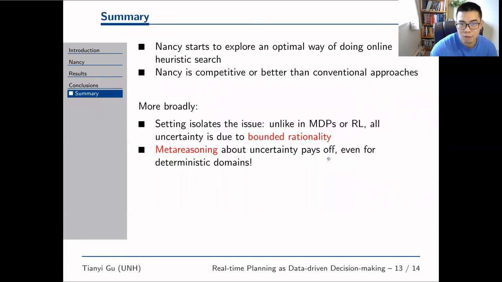To conclude, Nancy starts to explore an optimal way of doing online heuristic search. It is competitive with or even better than conventional approaches. More broadly, in the deterministic domain settings here, we really isolate the issue. Unlike conventional MDP or RL settings, here all the uncertainty is only due to bounded rationality. And metareasoning about this uncertainty really pays off.